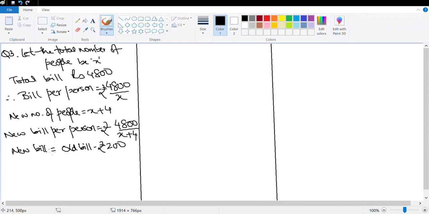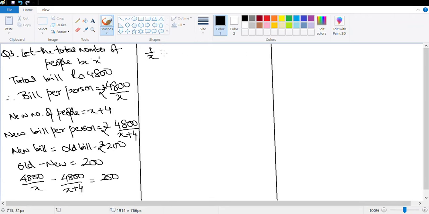Now take everything on one side, keeping x's together. So this will be old minus new is equal to 200. Let's substitute. Old bill is 4,800 upon x minus new bill, 4,800 upon x plus 4. This is equal to 200. Let's divide everything by 4,800. It will make my life simple. So this will be 1 upon x minus 1 upon x plus 4 is equal to 200 upon 4,800. This goes to 1 upon 24.